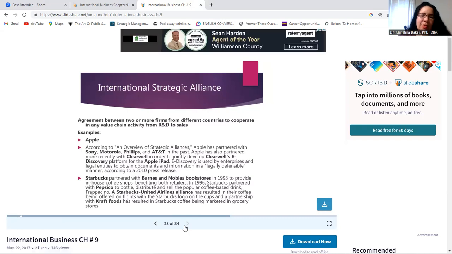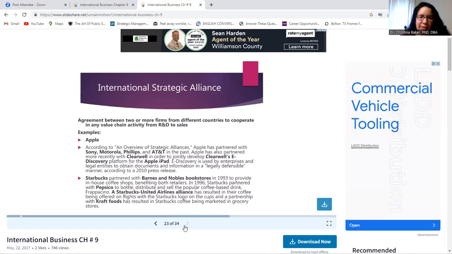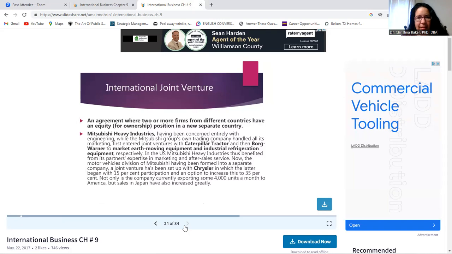Starbucks partnered with Barnes & Noble's bookstores in 1993 to provide in-house coffee shops, benefiting both retailers. In 1996, Starbucks partnered with PepsiCo to bottle, distribute, and sell the popular drink Frappuccino. A Starbucks airline alliance resulted in the coffee being offered on flights with the Starbucks logo on the cups, and a partnership with Kraft Foods resulted in Starbucks coffee being marketed at grocery stores.